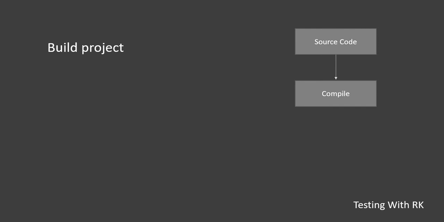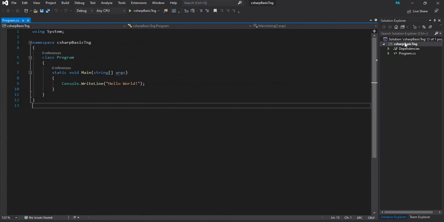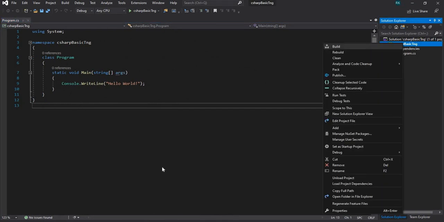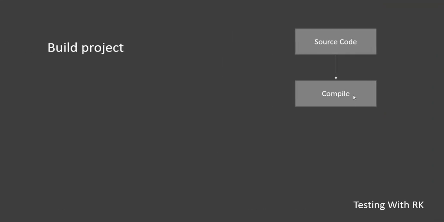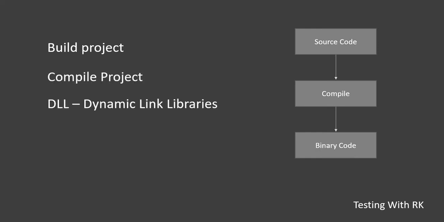the compiler. Now when in that particular project I say right click, build, what it is doing is basically taking the source code, compiling it, and then producing a binary code, and the C# engine is using this binary code to run the project. So compile project and DLL. Now that's an interesting one.